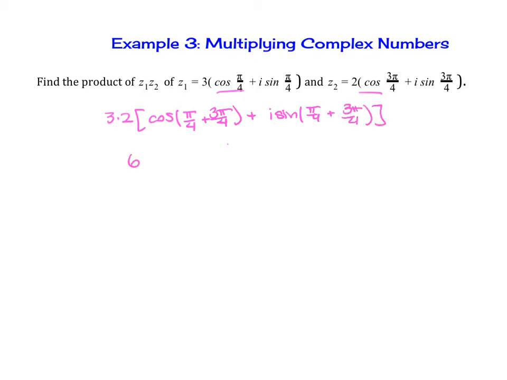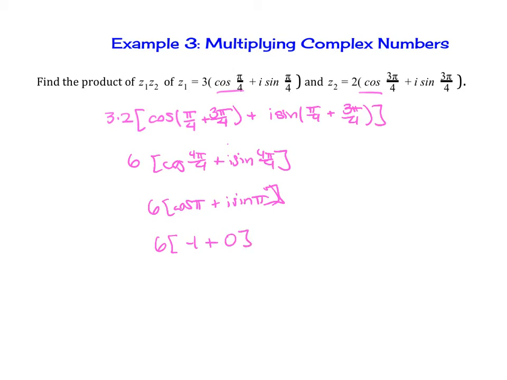So then this becomes 6 times cosine of 4 pi over 4 plus i sine of 4 pi over 4. 4 pi over 4 is just pi, so this is cosine of pi plus i sine of pi. Then we evaluate that. What is cosine of pi? Cosine of pi is -1, plus i sine of pi is 0. So therefore, this becomes -6.